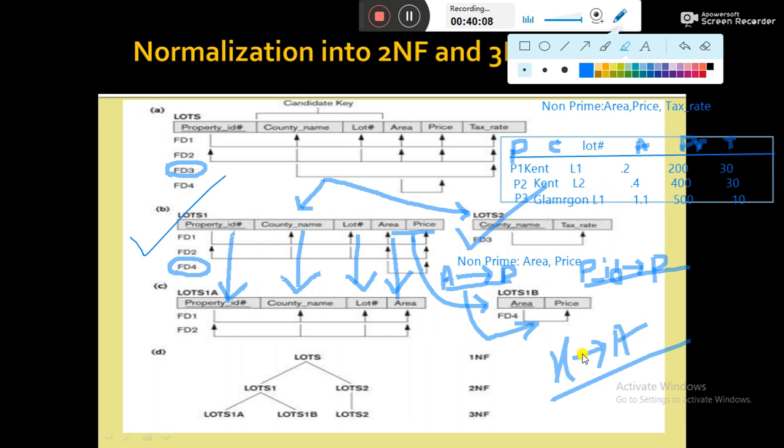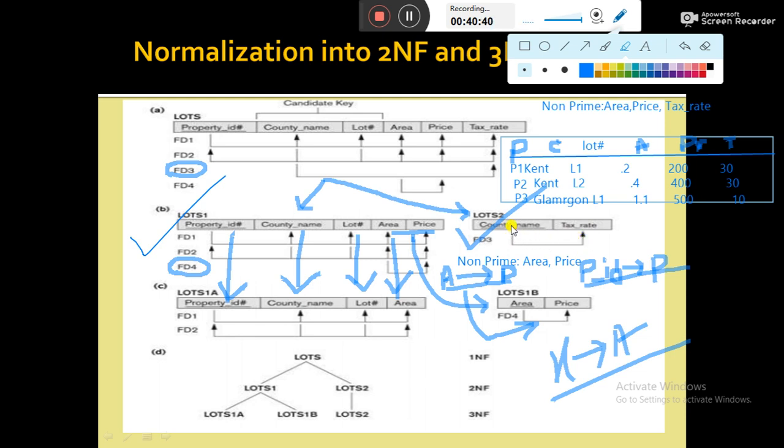So I am going to apply this condition to the lots 2 relation. FD3 is there: county name arrow tax rate. So here X is county name and A is tax rate. Now we have to check whether at least one condition holds. Either X is a super key or A is a prime attribute. Here X is county name. Yes, X is a super key because with the help of county name we can uniquely identify a tax rate. This is the super key.